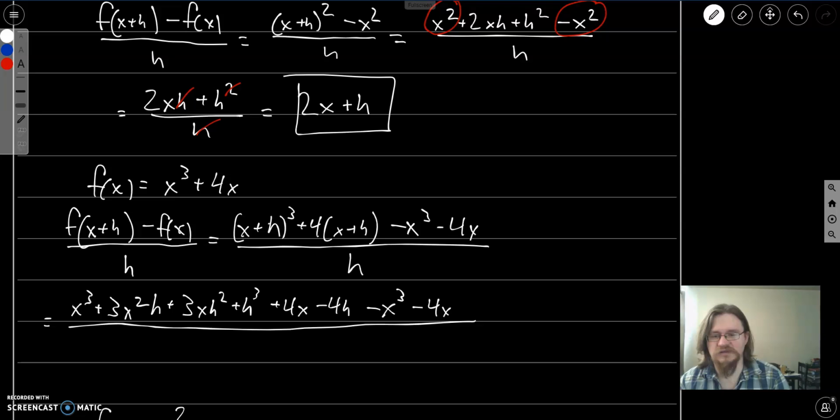Why did I write minus there? This should be a plus. Plus 4x plus 4 times h, all over h. And what you'll notice is that I have an x cubed and a minus x cubed. And I have a 4x and a minus 4x. So all those guys are going to disappear.